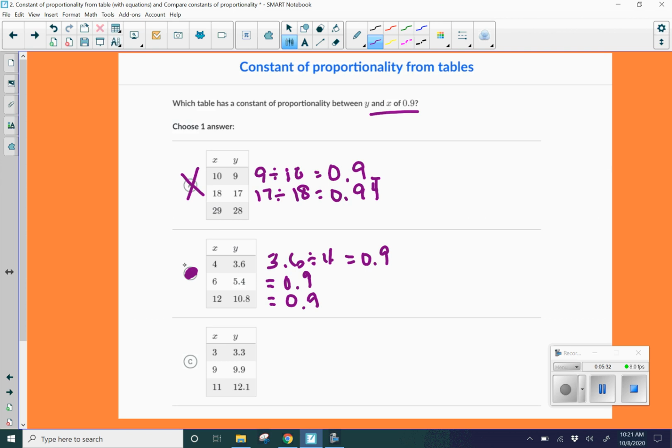If I do 3.3 divided by 3, that gives me 1.1. 9.9 divided by 9 is also 1.1. And 12.1 divided by 11 gives me 1.1, which we are looking for 0.9.